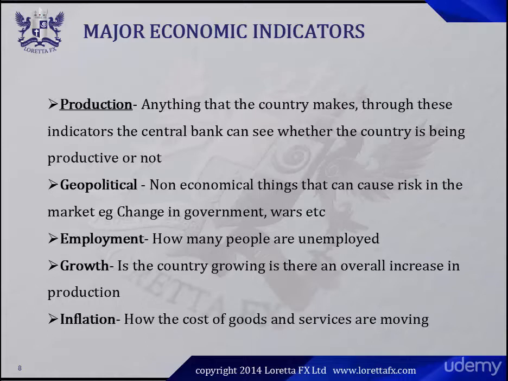Now, production indicators are indicators that give us insight into how production is doing in a country. Okay? These indicators are used by the central banks to see whether the country is being productive or not. So examples of production indicators are PMI, the Philly Fed index, etc. So central banks use these indicators to give them insight into whether a country is being productive or not.